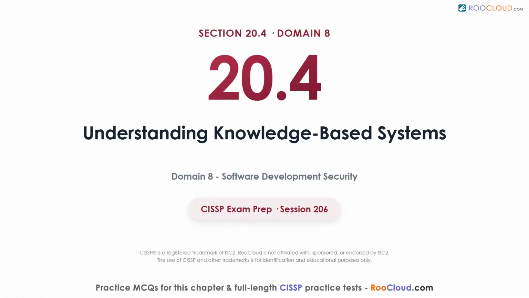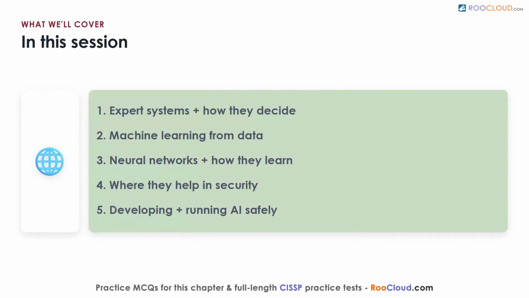Welcome to section 20.4. This is the 206th session of the CISSP Exam Prep series. In this session, we'll explore systems that try to reason the way people do. We'll answer several questions. What is an expert system, and how does it decide? How does machine learning build knowledge from data? What are neural networks, and how do they learn? Where do these systems help in security, and how do you develop and run AI safely?